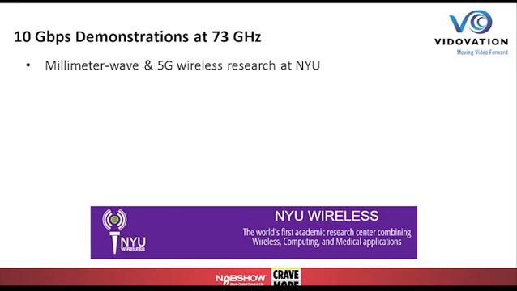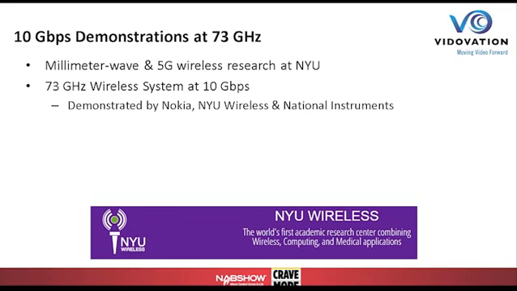They have a millimeter wave and a 5 gig wireless research department at NYU Polytech, and they've been doing some interesting developments. So they've been able to, in the lab and in the real world, they've done some real world demos. They've been able to push 10 gigabits per second on a 73 gigahertz carrier. So the technology is starting to come out. We have plans later this year to come out with some 60, 70, and 80 gigahertz solutions that will push upwards of 10 gigabits.